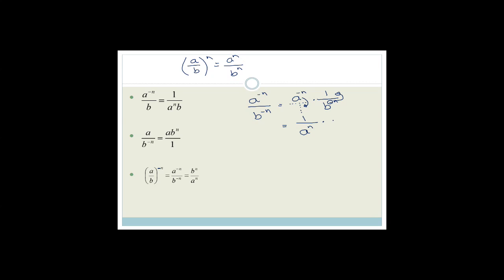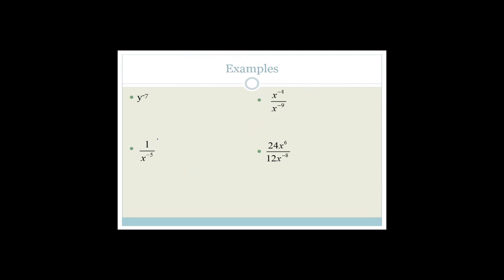So therefore, it becomes b to the n over 1. So then I can just multiply these together so it becomes b to the n over a to the n. There we go. And that's how they get that. So now you've learnt how you use negative exponents. So let's do a couple of examples.